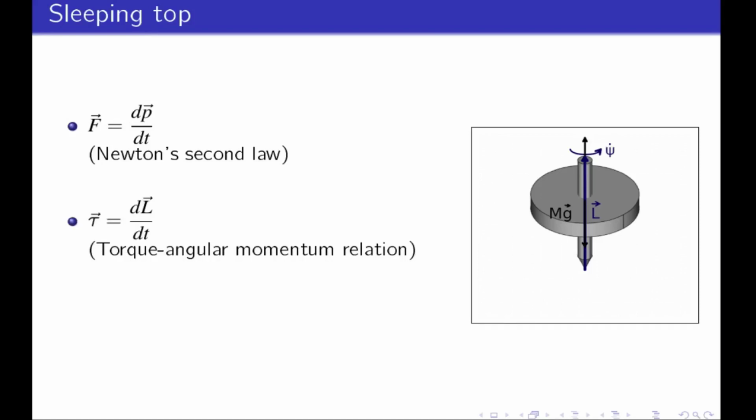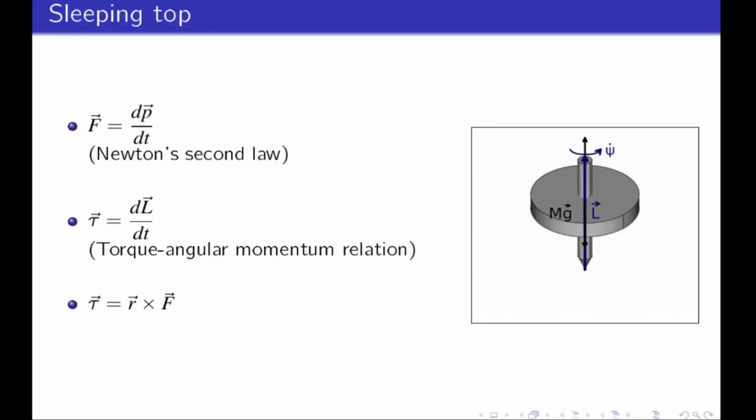There is an analogous relation to this one, which states that torque is equal to the time derivative of the angular momentum. And from this relation, one can say that torque describes how angular momentum changes with respect to time. And torque can be found by taking the cross product of r with F.